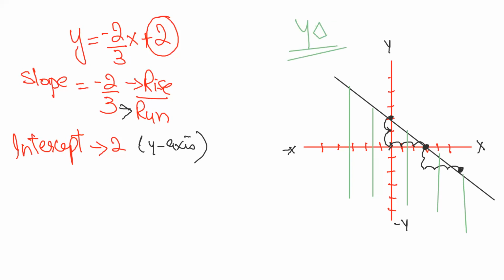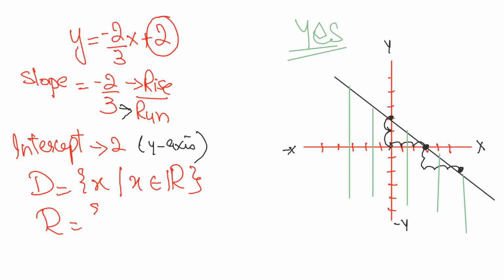And what about the domain and range? I already told you that for every straight line graph, our domain and range won't change. Our domain would be x such that x is an element of the real numbers, and the range would be y such that y is an element of the real numbers. So you have to memorize this. For every straight line graph, the domain and range are the same, so you shouldn't have to work on domain and range.